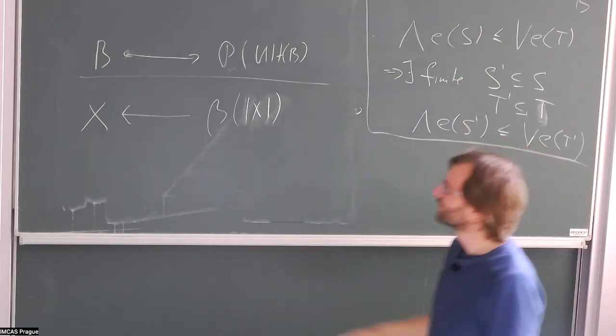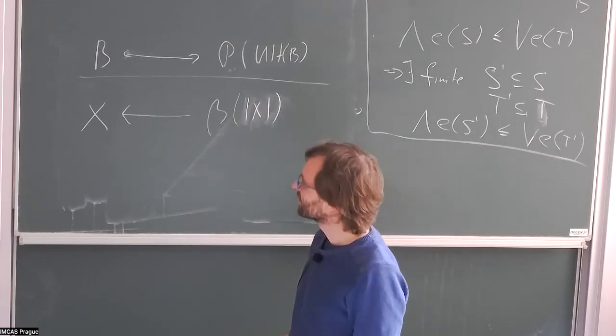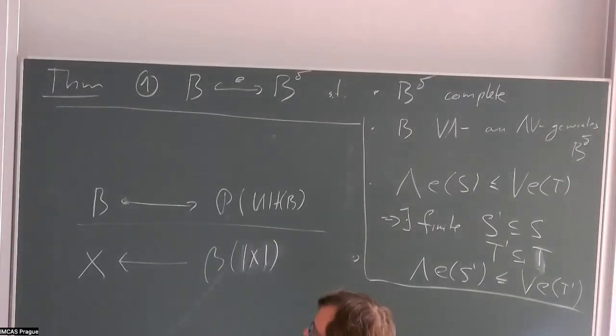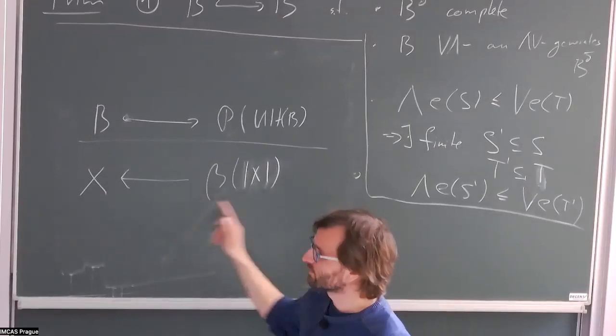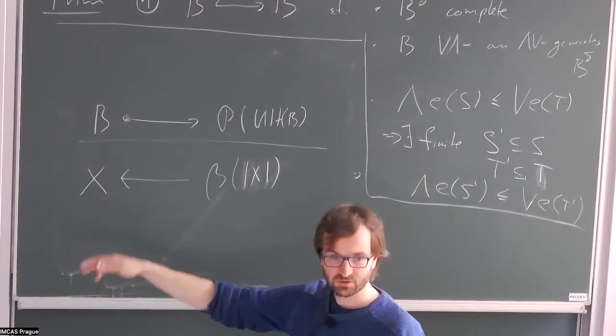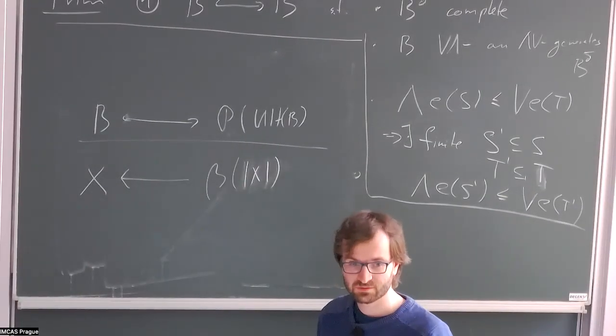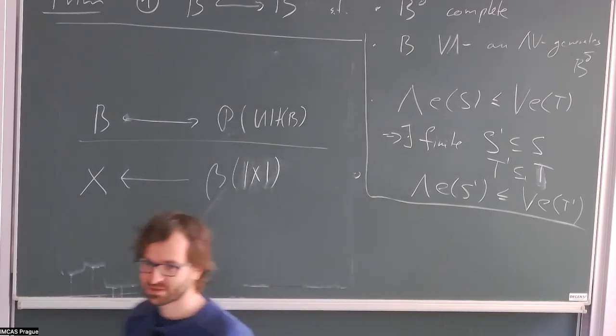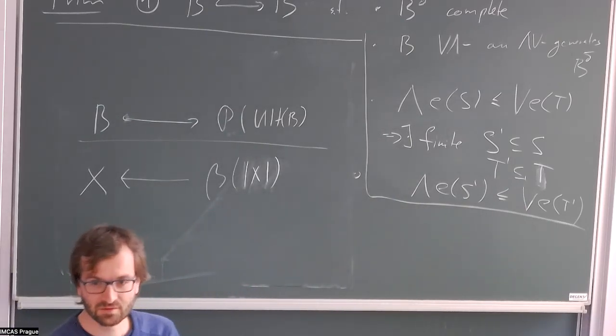That would be some kind of... so you would have a Stone space, and that would be an extremally disconnected Stone space that maps onto it such that something. Yeah, that's a good question. Maybe somebody has done it. I don't know. Okay, thanks.